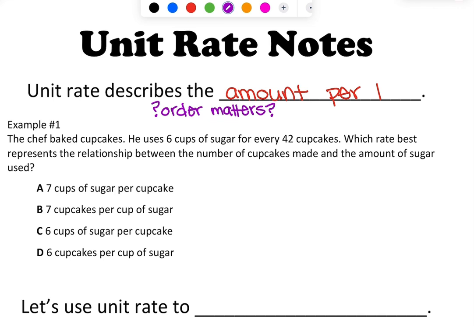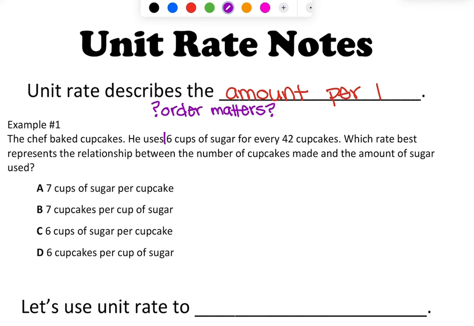So let's go ahead and look at this example so I can explain it a little bit more. So example 1, the chef baked cupcakes. He uses 6 cups of sugar for every 42 cupcakes. Which rate best represents the relationship between the number of cupcakes made and the amount of sugar used? So if he has 6 cups of sugar, he can make 42 cupcakes. But what if we only have 3 cups of sugar?